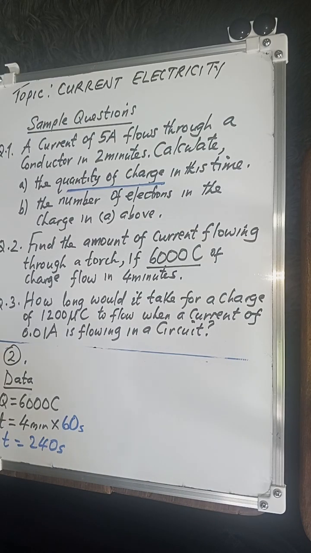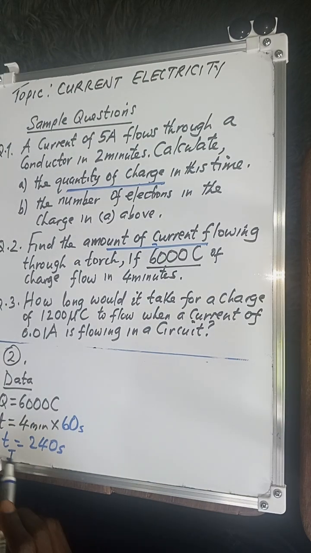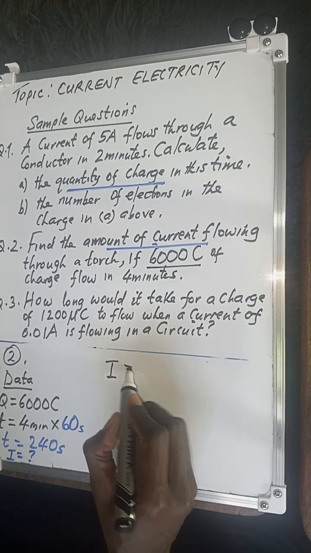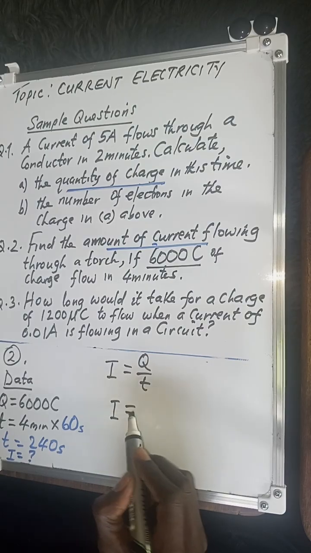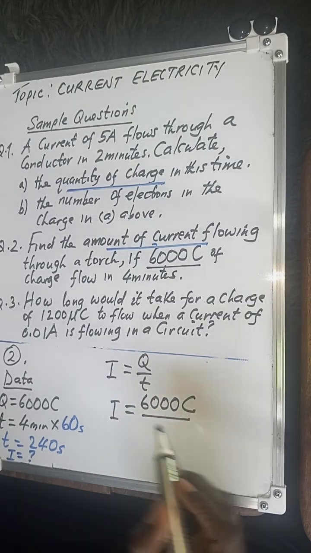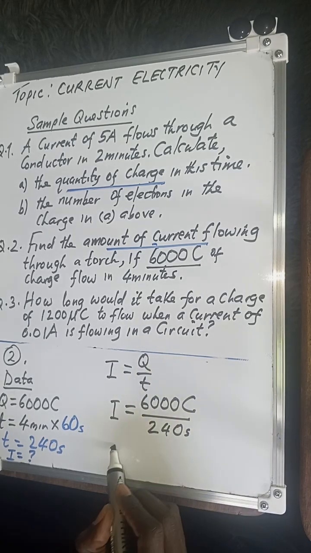So now what is the question asking us to find? The amount of electric current. So the question is asking you to find the current, which you don't know. From the formula that we established, remember we said current is equal to charge divided by time. Therefore, current will be equal to the charge, which is 6,000 coulombs, divided by time, which is 240 seconds.